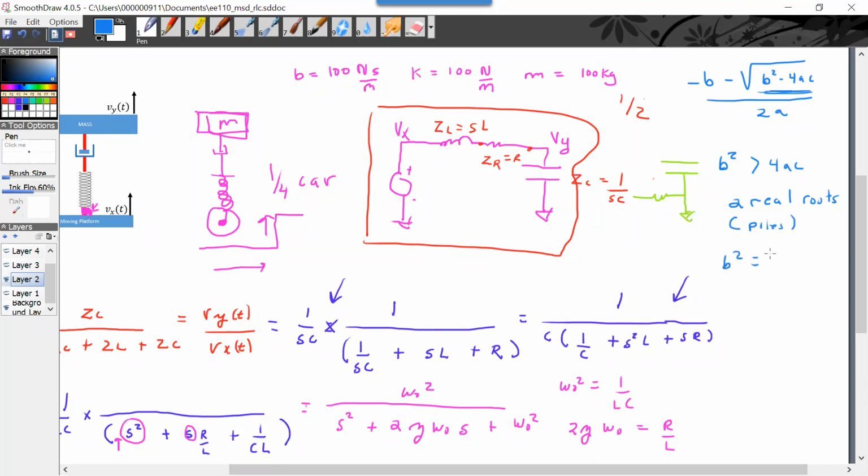If b squared equals 4ac, we get two repeated poles. Because if this is equal to zero, you get minus b plus or minus, and even though it's 0, you're adding 0, subtracting 0, you get the same number. There's two of them there. And then if b squared is less than 4ac, the poles are complex. And so this would be the over, critical, and the under damped response.